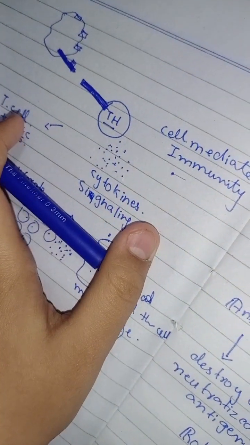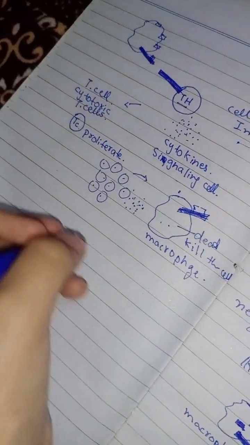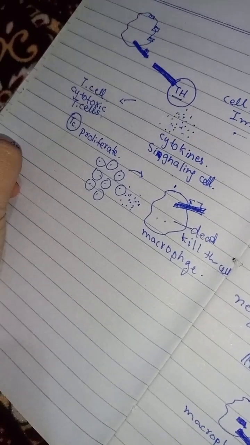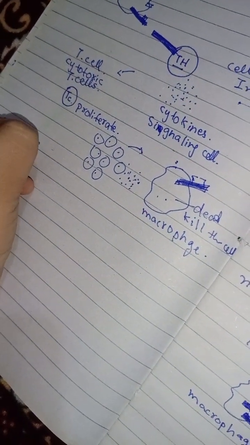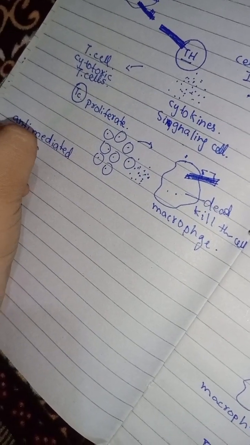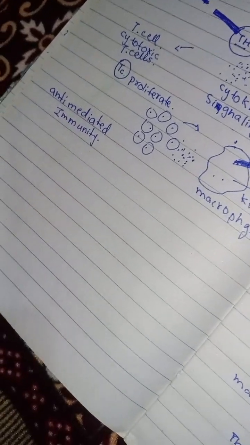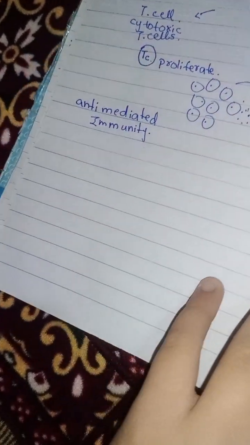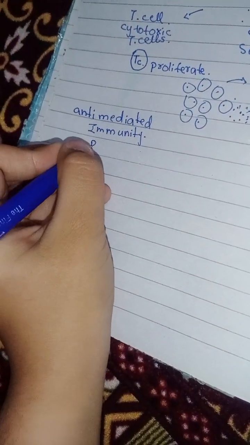Now we have another type, called antibody mediated immunity. That was cell mediated, and now here we have antibody mediated immunity. So let's see this. Here the B cells will work.